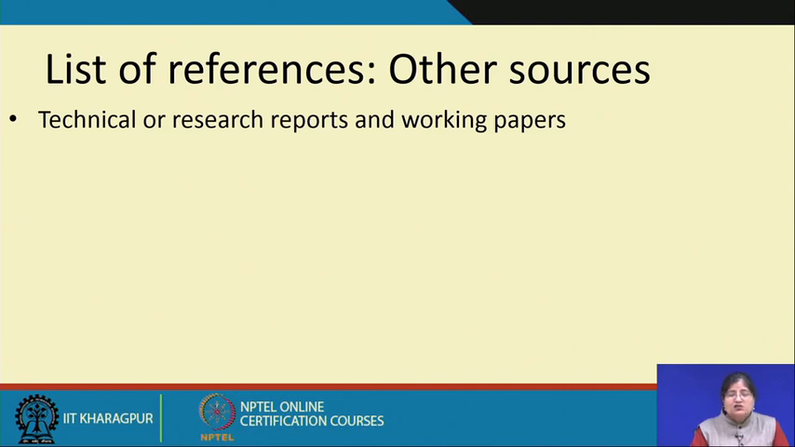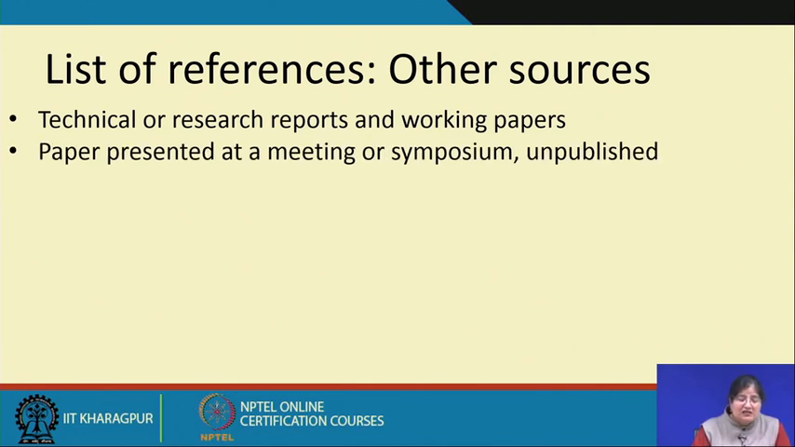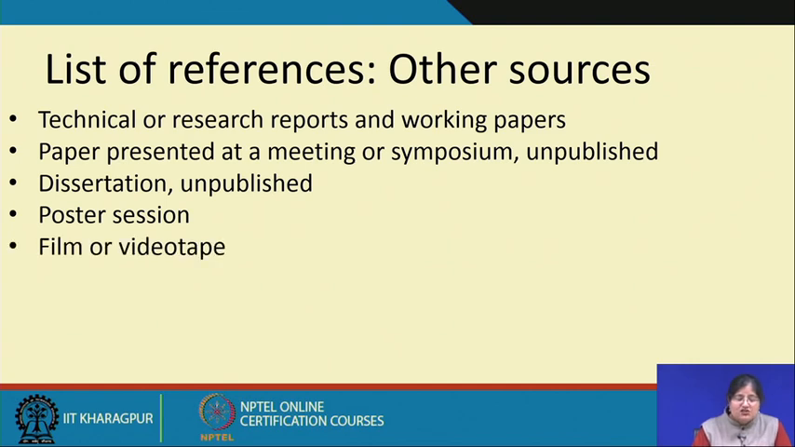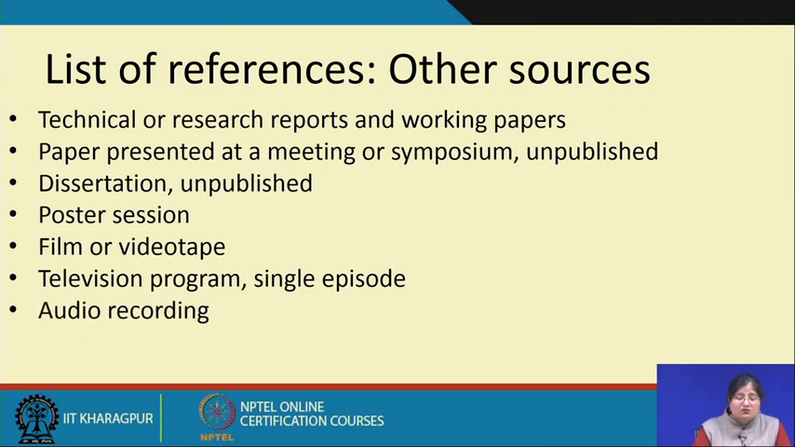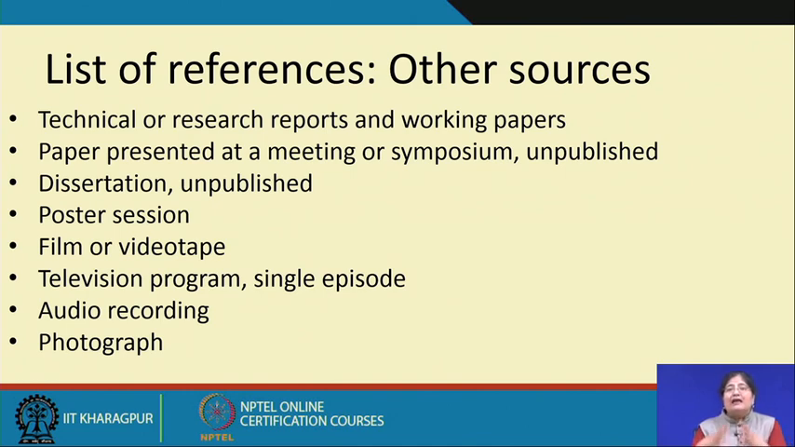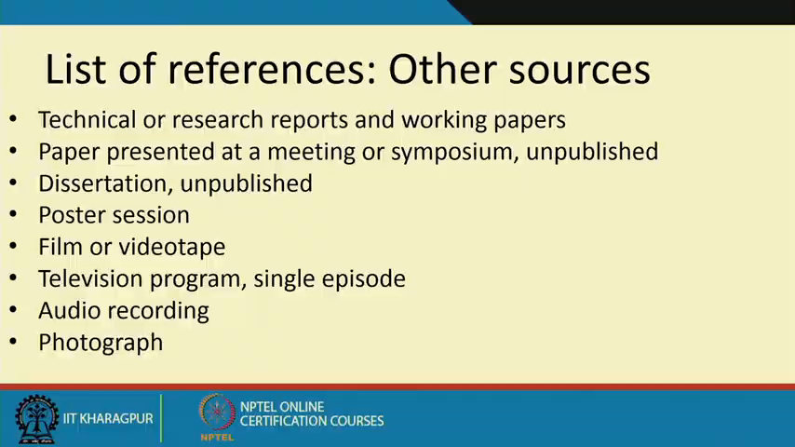Then you have other sources: technical or research reports and working papers, papers presented at meetings or symposia, unpublished papers, dissertations published and unpublished, poster sessions, films, videotapes, television programs, single episode programs, audio recordings, photographs, etc. Now, the idea of going through this whole list is to make sure you know the variety of sources that are available. When you cite something, please make sure that you cite it in a way that the reader is able to find the source of information.